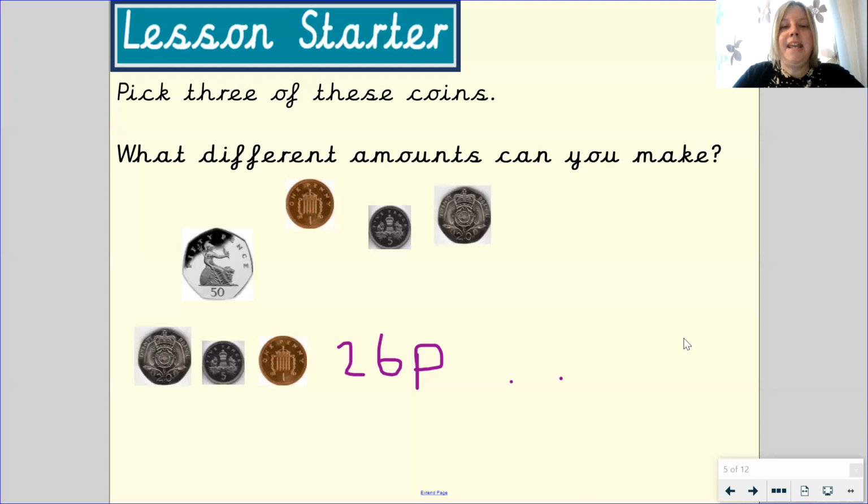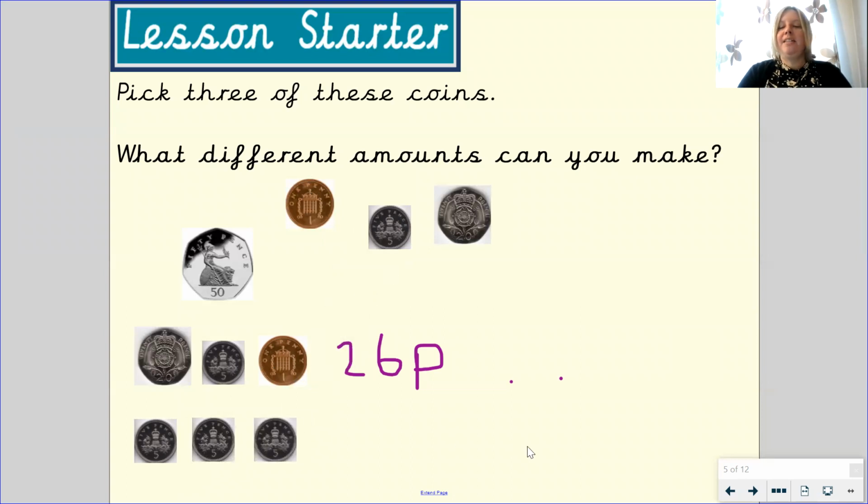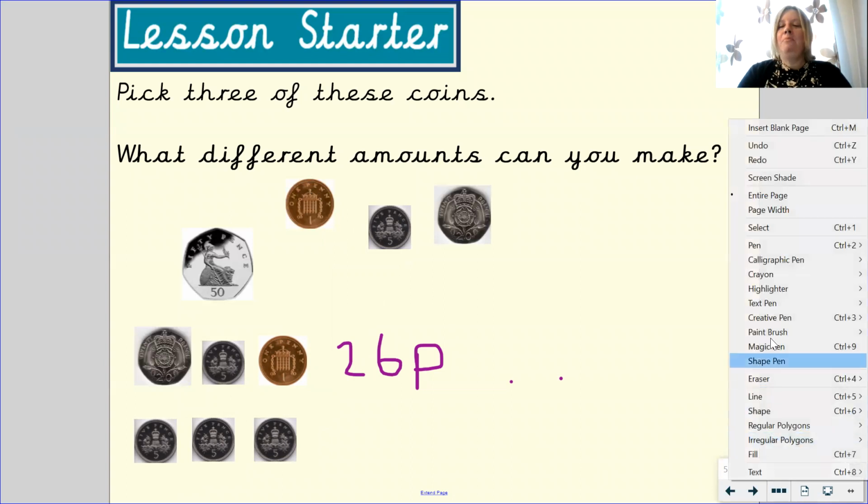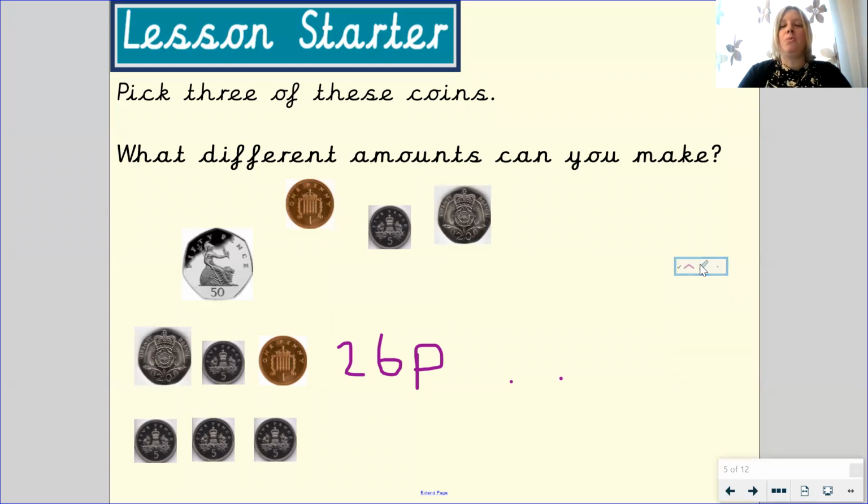Let's have a look and see what other amounts we could make using 3 of these coins. I'm going to take three 5 pence coins. If I add them together, how much have I got all together? Can you count in 5s with me? 5, 10, 15. So I have 15p.